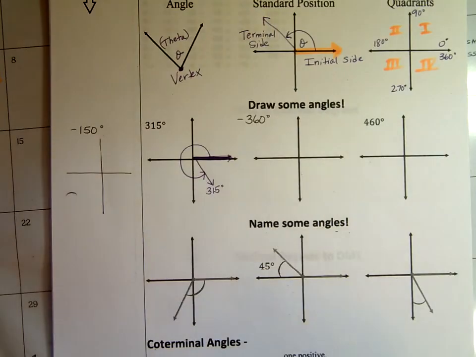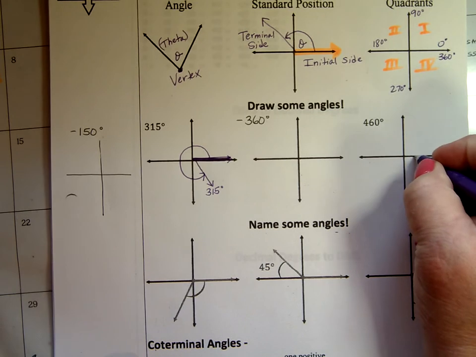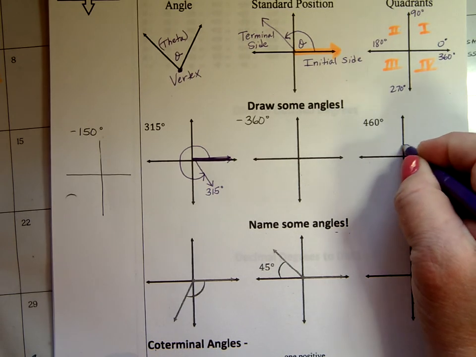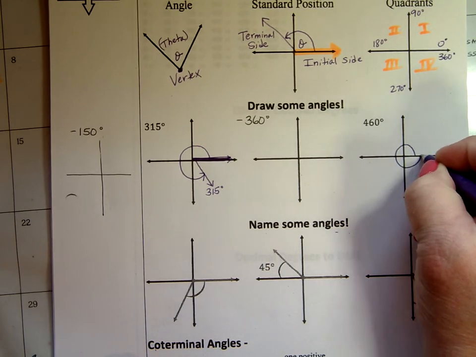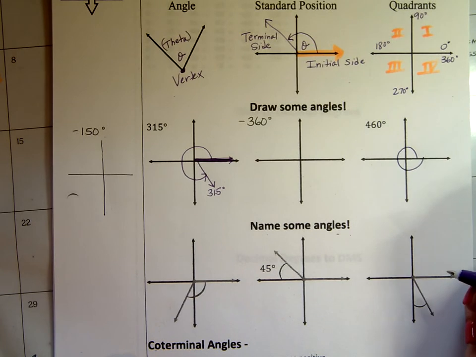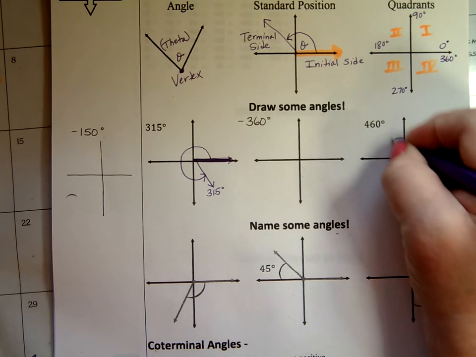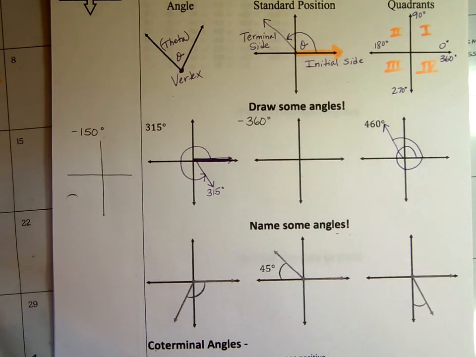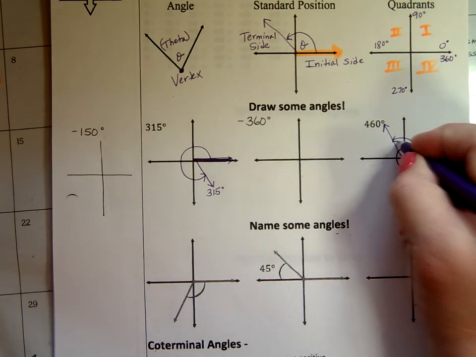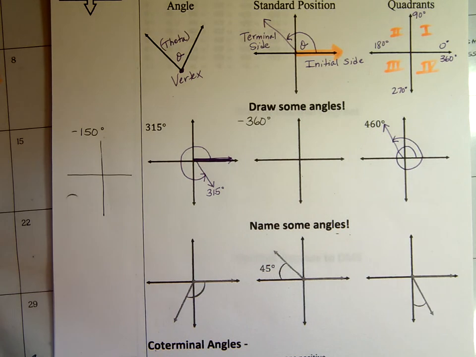Here's what it looks like. Start here. Go all the way around. There's 360. But I have to go 100 more. That's going to stop me over here. See how it swirls around? Kind of cool. I usually put a directional arrow on that just to show that I went around that way. But you probably won't see that in the books.